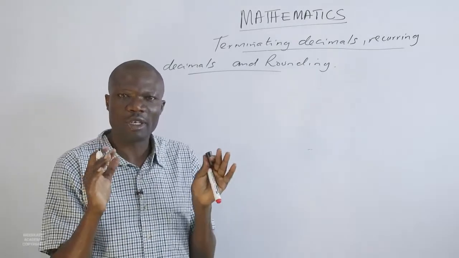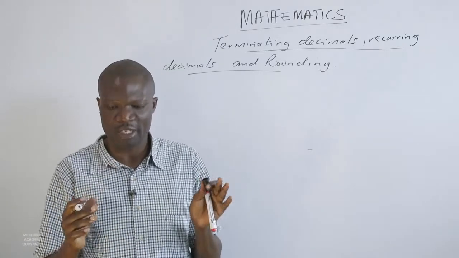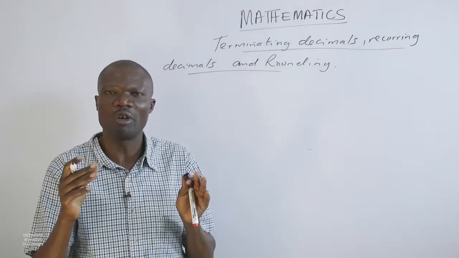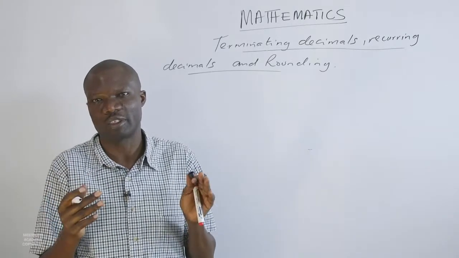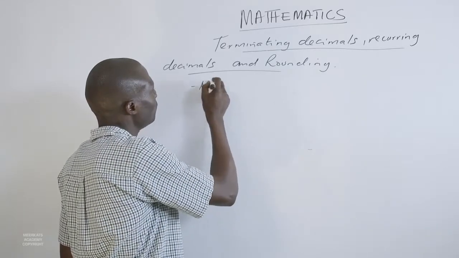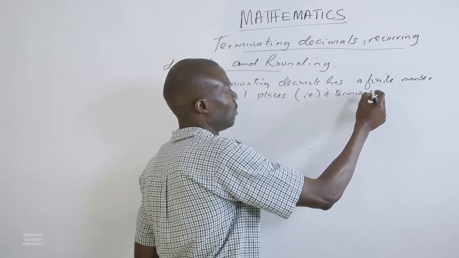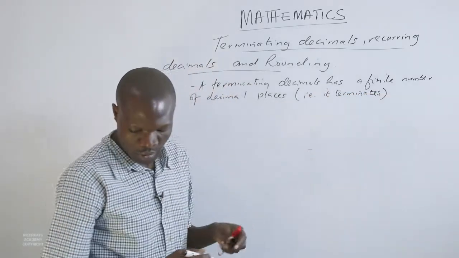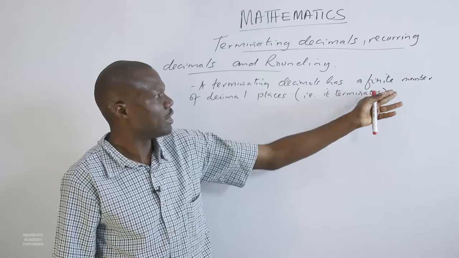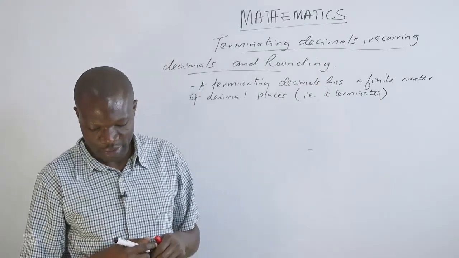We find that a terminating decimal has got an exact number of decimal places. A terminating decimal has got an exact number of decimal places when you try to convert. What we are trying to say is that a terminating decimal has a finite number of decimal places, that is, it terminates.